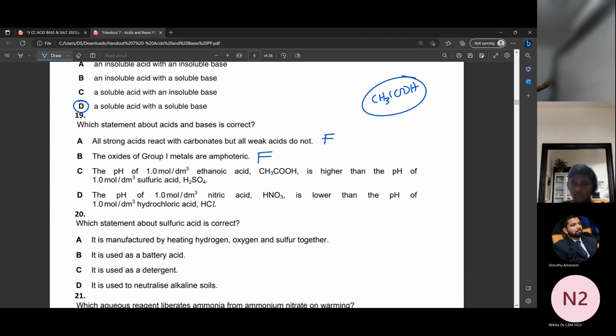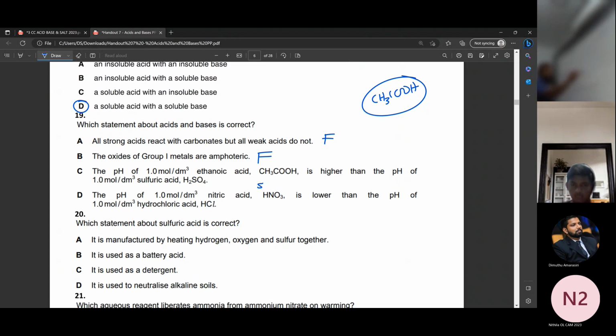Make a scanning method, make a hurry there. You need deep analysis. The pH of 1 mole per dm cube ethanoic acid is higher than the pH of 1 mole per dm cube sulfuric acid. False. Next, 1 mole per dm cube nitric acid is lower than 1 mole per dm cube hydrochloric acid. Right, guys. This is how you do it. Let me do the D and then come to C.